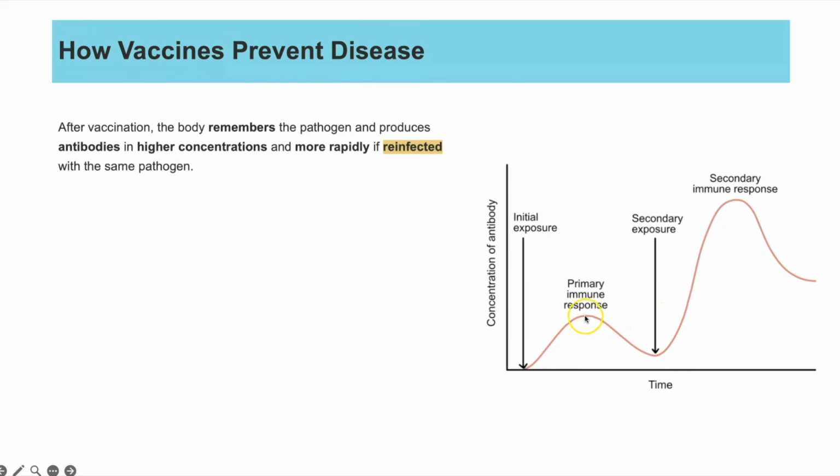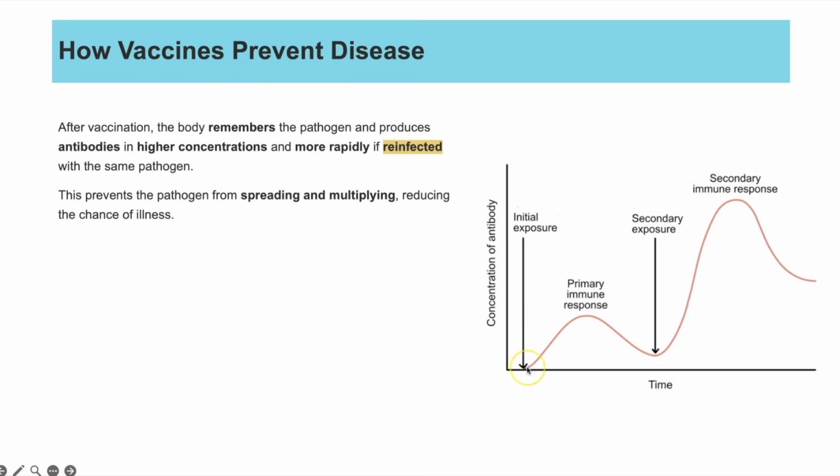So a bit more then on how that works. After you've been vaccinated, what happens is, as we said, if you are reinfected, you get large quantities of the antibodies being produced very, very rapidly. And that's what this graph is showing us. At this point where it says initial exposure, what that would mean is that is when you were injected with the vaccine. So that was the first time you were exposed to that pathogen.